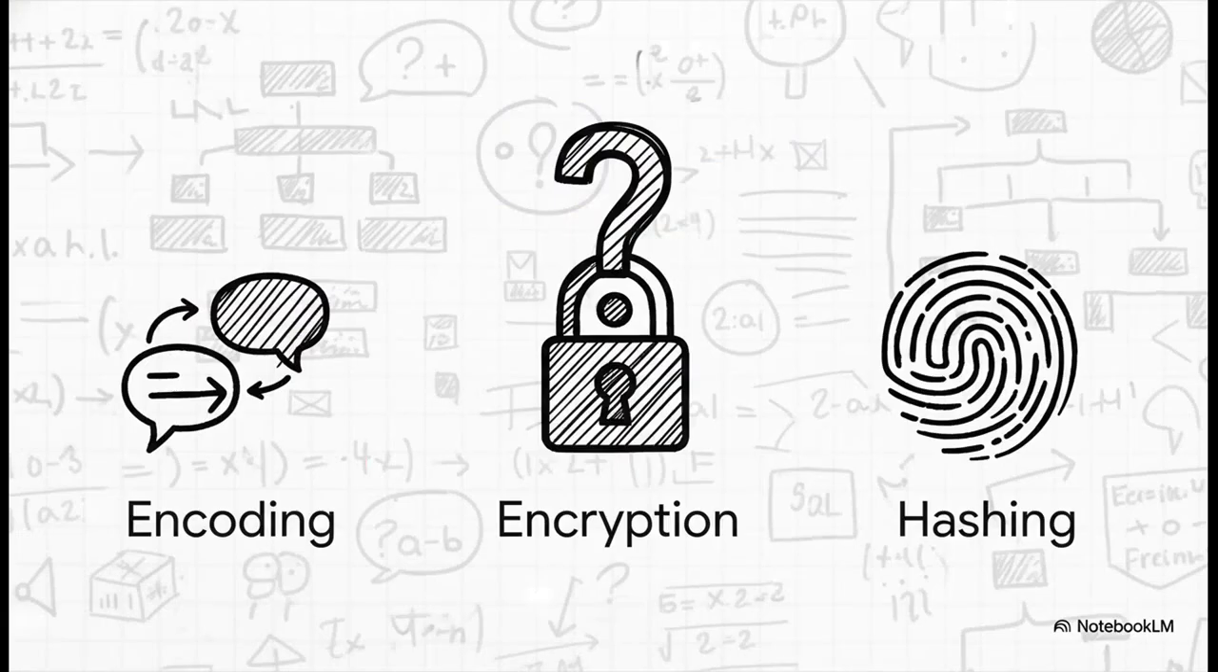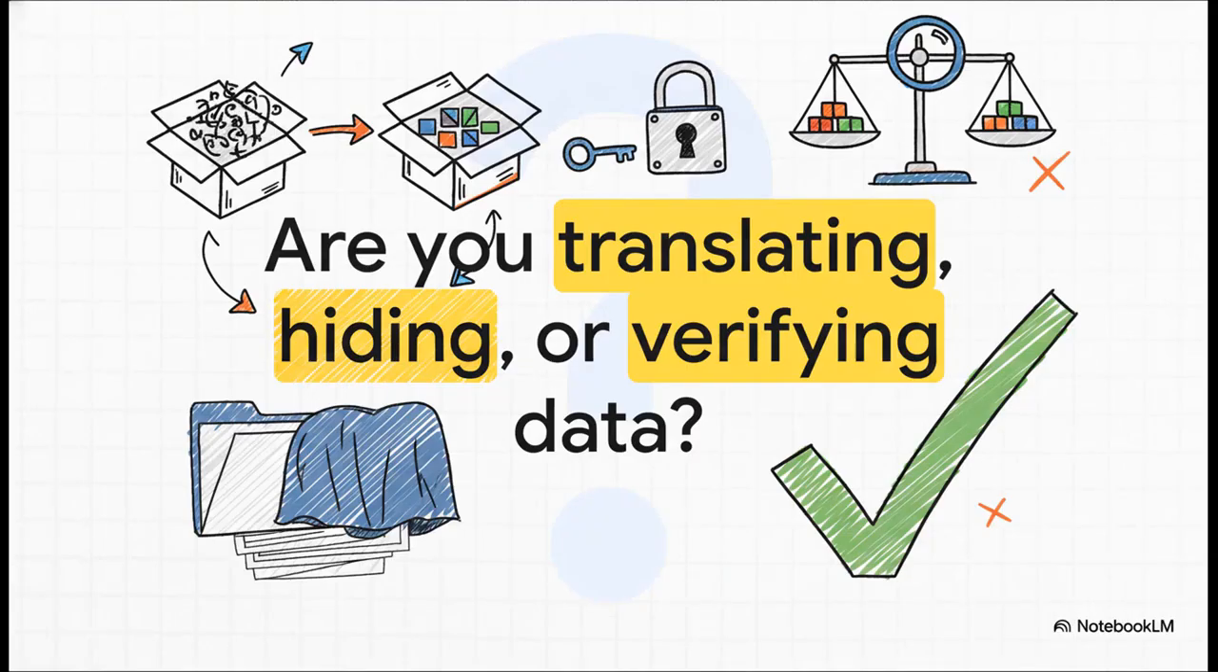So when you're thinking about these three powerful tools, don't get too lost in the weeds with the technical stuff. The single most important thing to remember is the why. What is the job you are trying to do? So just ask yourself, am I trying to translate this data so another system can read it? Then you need encoding. Am I trying to hide this data from prying eyes? That's a job for encryption. Or am I trying to verify that this data is the real deal and hasn't been changed? Then you want hashing. It's all about picking the right guardian for the job. So choose wisely.